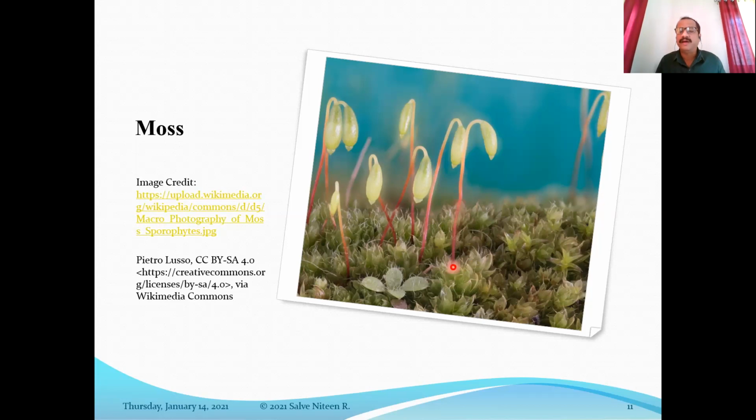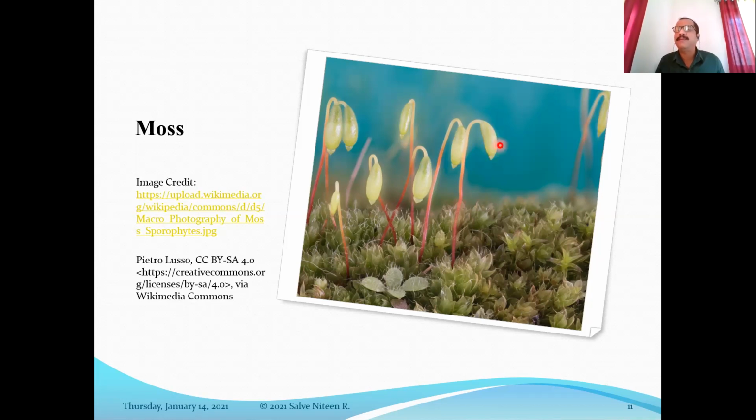You can see here that the basal part of the sporophyte is embedded inside the gametophyte, inside the plant body, to derive food material and water. This is a long elongated structure called the seta, and this portion is called the capsule. At the very tip of the capsule, there is a lid-like structure called the operculum or lid, which opens to release the spores present inside the capsule.